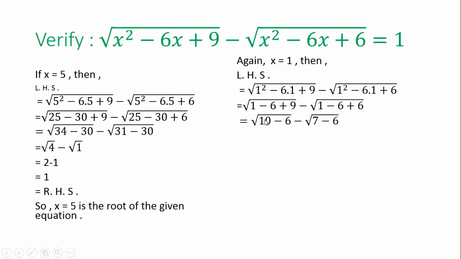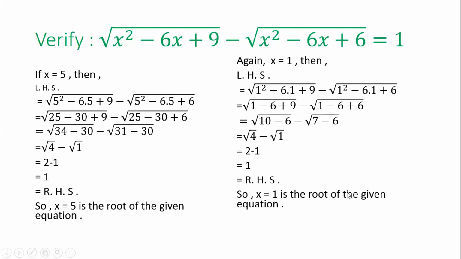Here 1 plus 9 equal to 10, minus 6 remain unchanged. 1 plus 6 equal to 7, minus 6 remain unchanged. Because you know 10 minus 6 equal to 4, 7 minus 6 equal to 1. Square root of 4 equal to 2, square root of 1 equal to 1. Then finally we get 1, which is equal to right hand side. So x equal to 1 is the root of the given equation. So our required solution is x equal to 5, 1.